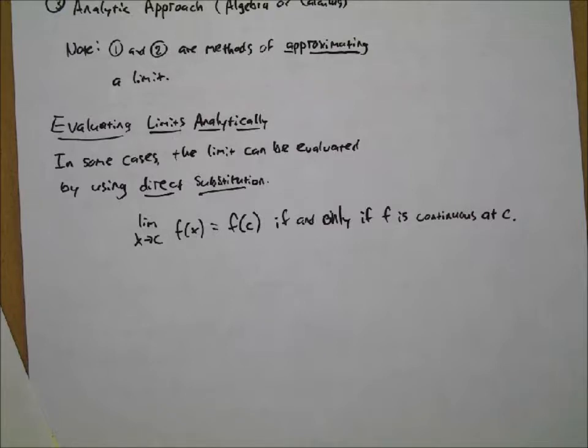Also, if you're talking about a piecewise function, and the parts of your piecewise function don't join up, there's a discontinuity there. There's a jump between the two parts of your piecewise function. In those cases, you can't necessarily evaluate the limit by direct substitution. But where the function is continuous, where it's nice and smooth, you can evaluate the limit just by plugging in.